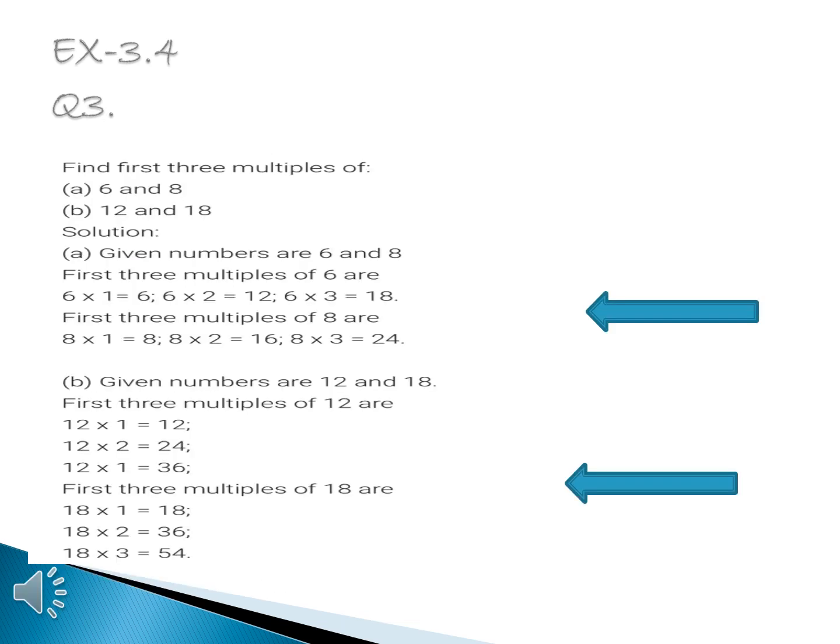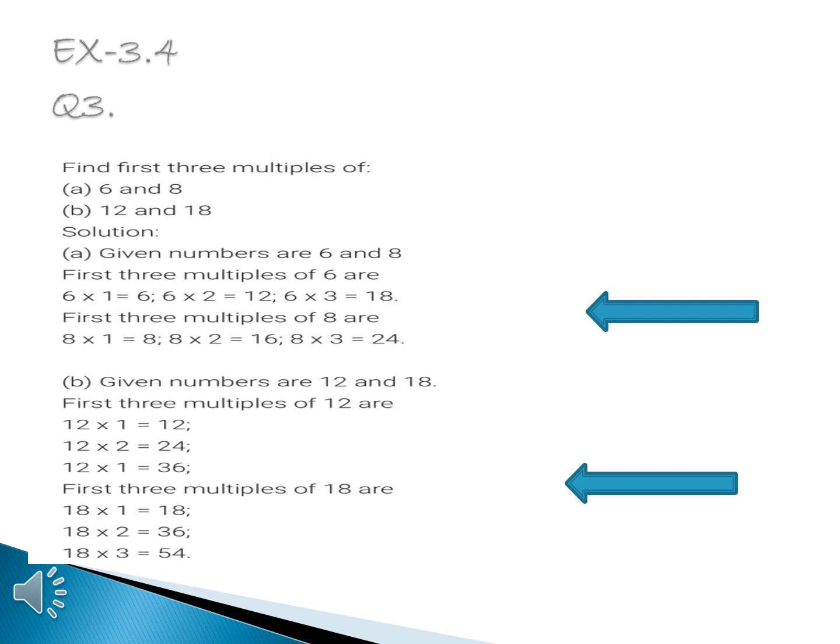Question number 3, find first three multiples of 6 and 8. B part, 12 and 18. So it is very easy. You just have to write down the table of 6 and 8. So the first three multiples of 6 are 6 1s are 6, 6 2s are 12, 6 3s are 18. Similarly, the first three multiples of 8 are 8 1s are 8, 8 2s are 16, 8 3s are 24. So it's very easy. So try out B part yourself. All of you, if you have learned the table already, then it becomes very easier for you to write down the multiples.